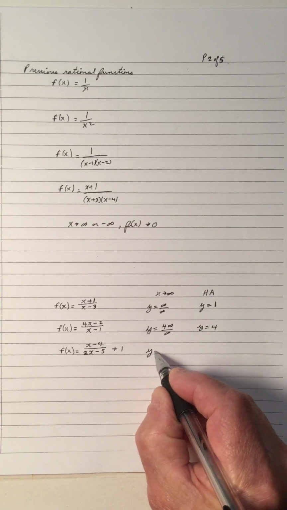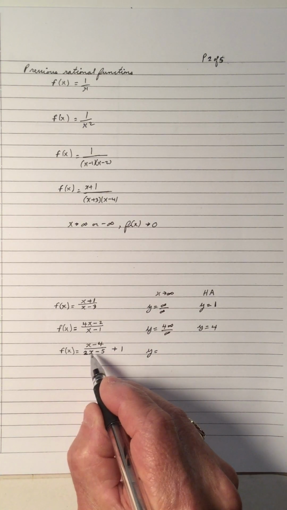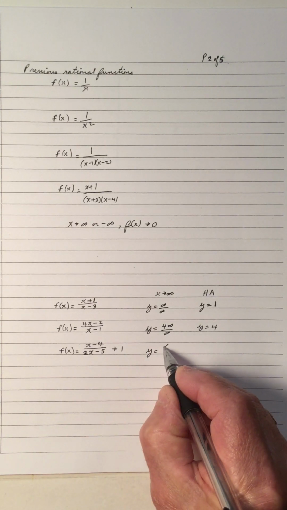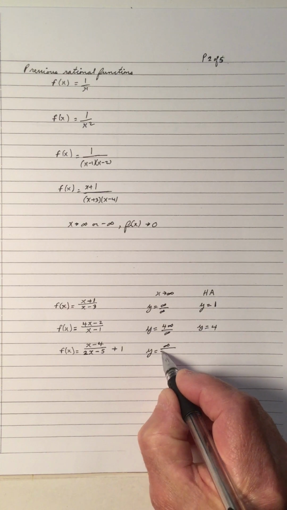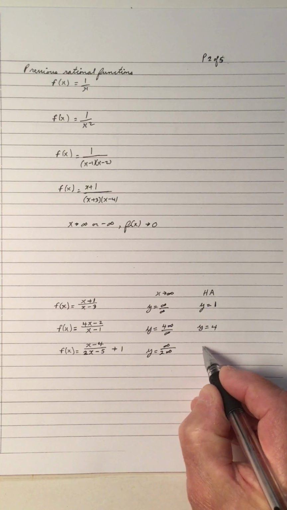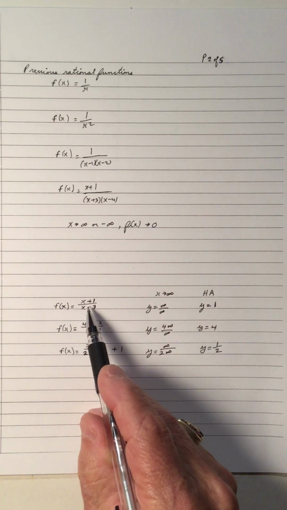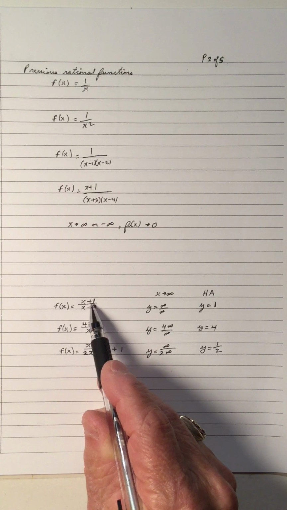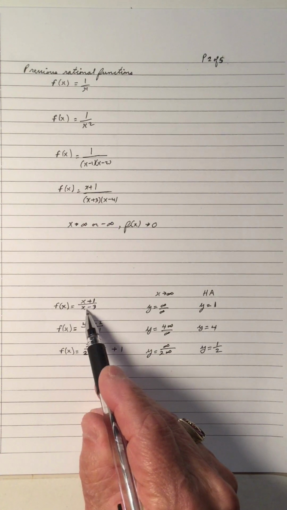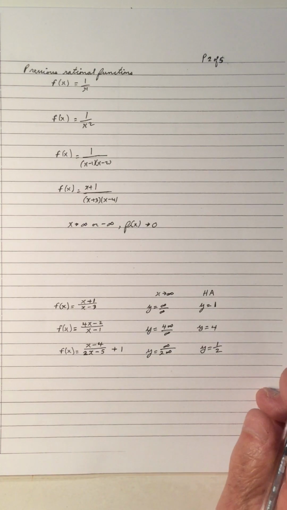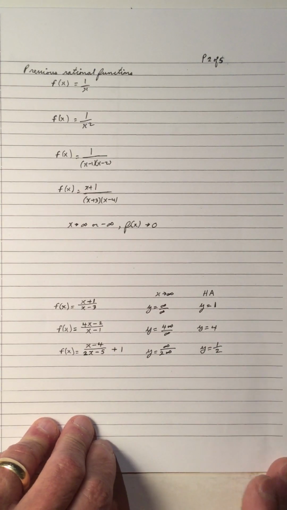And here we have, again, the degree of this is 1 and the degree here is 1. So we have infinity divided by 2 times infinity. If we cancel out, that means the horizontal asymptote is y equals a half. And again, I want to remind you, in this video the numerator and the denominator of each of these are linear polynomials of degree 1. Let's continue.